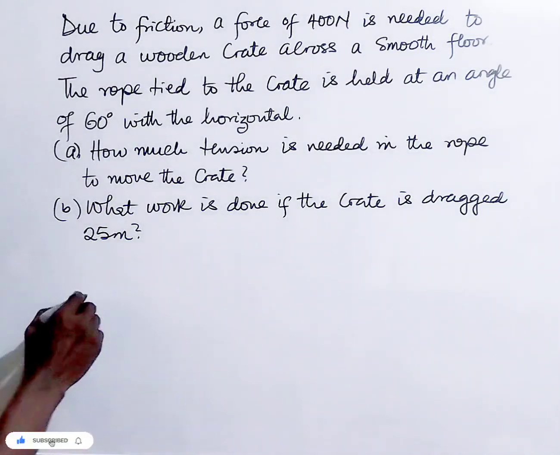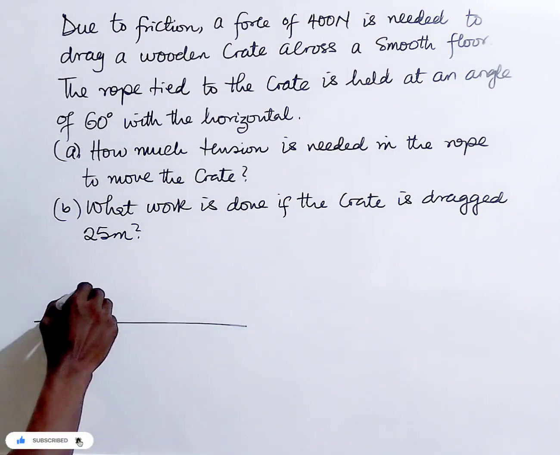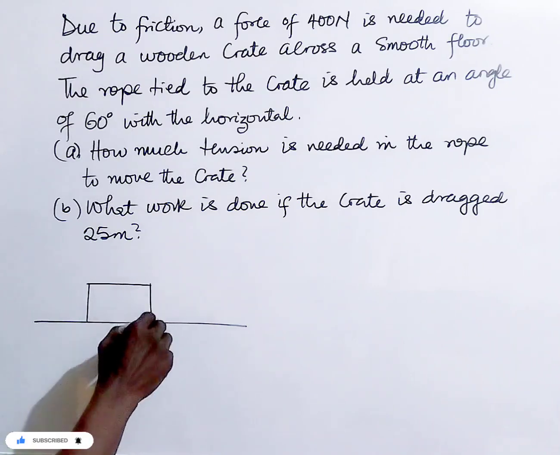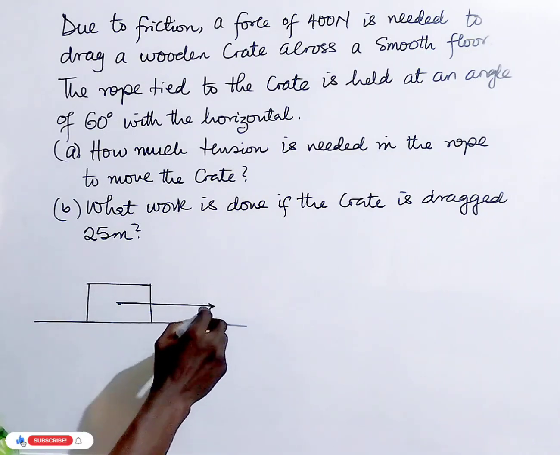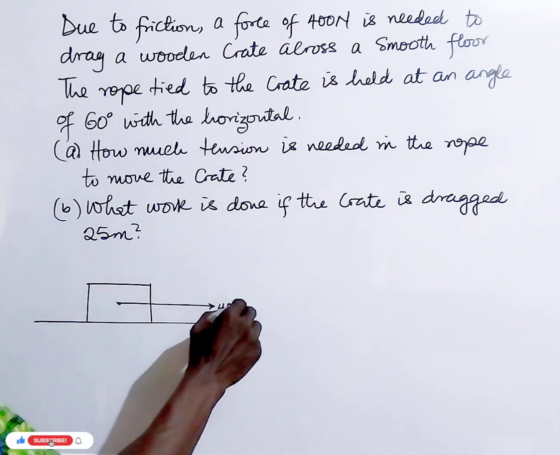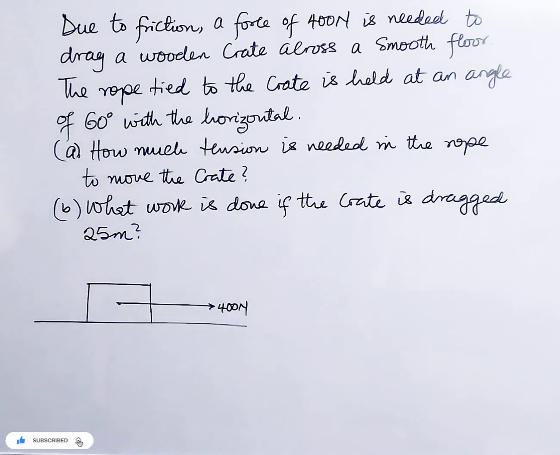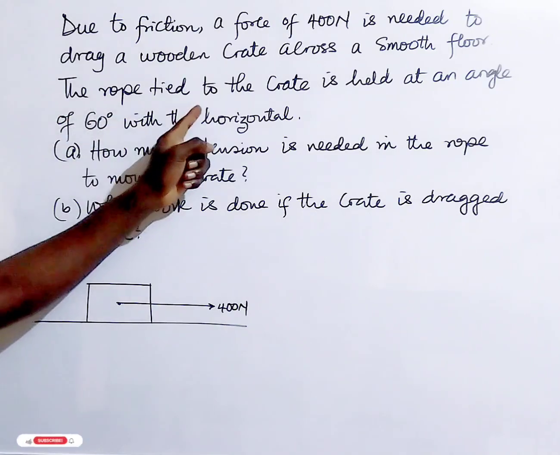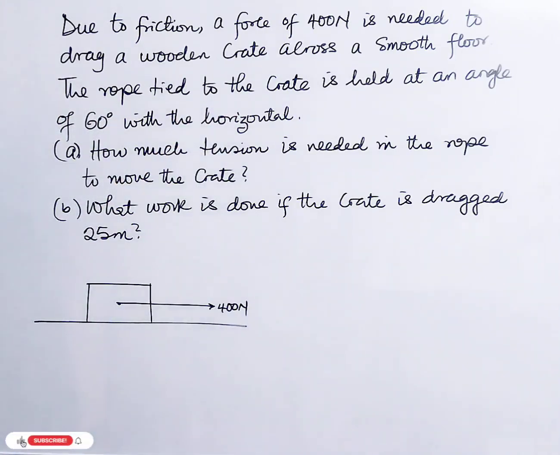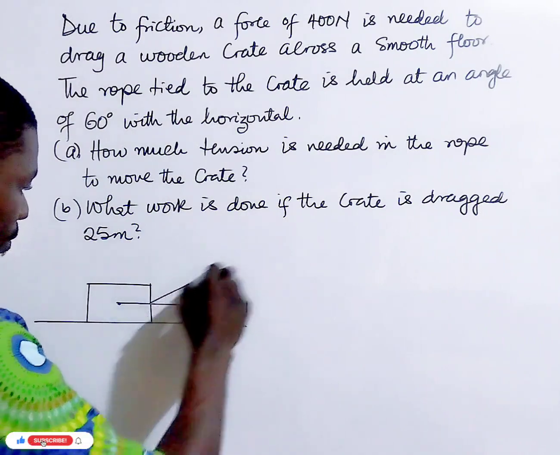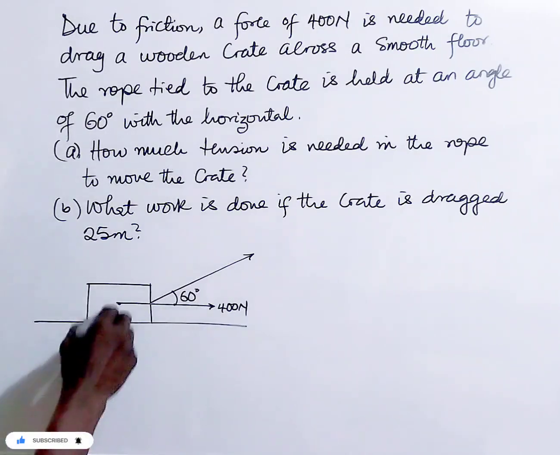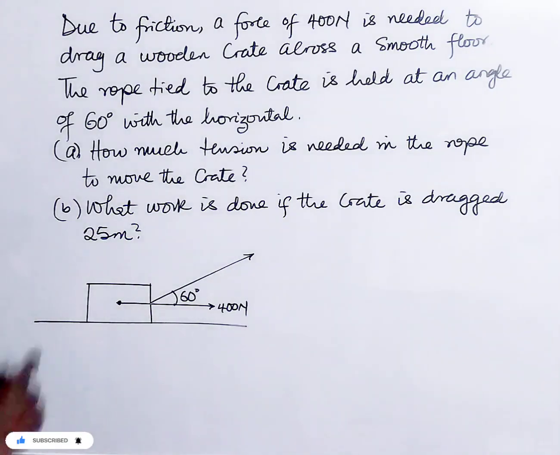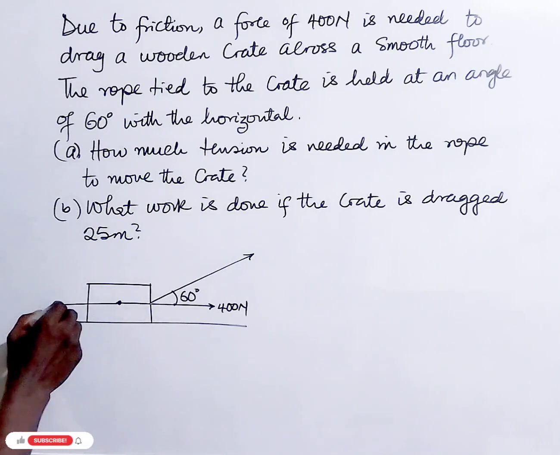Now let us draw this on horizontal ground. Now here is the crate, and a force of 400 Newton. Okay, and to this end, we are told that the rope tied to the crate is held at an angle. So let's say this is the rope, and 60. Now, and I say due to friction, so I do just put that one.